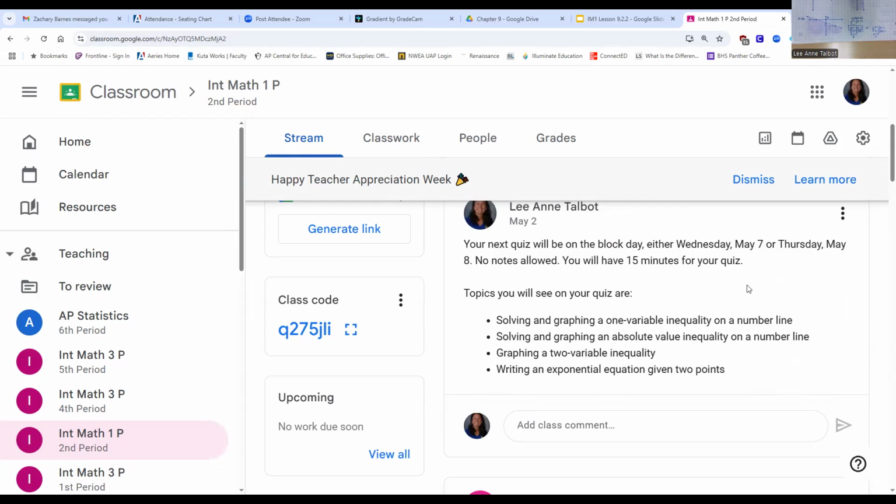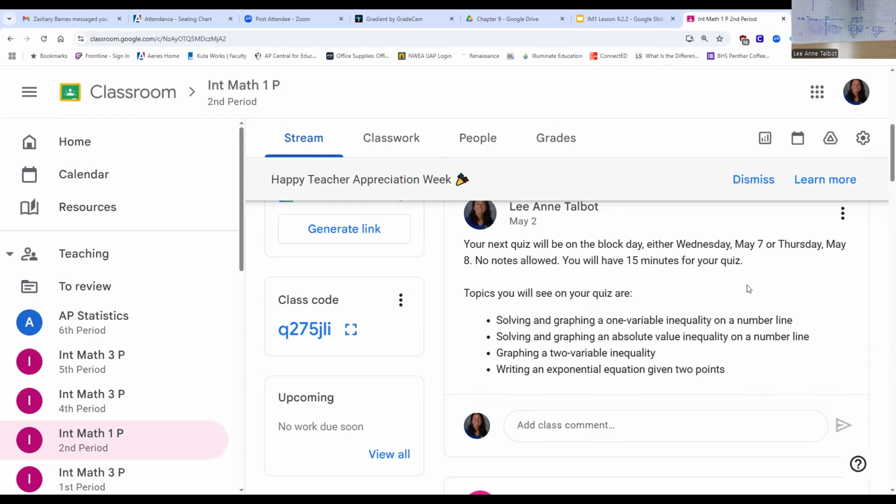Graphing a 2 variable inequality is what we just did today, where you graph a line and you test a point on either side and shade. No final answer required. And then writing an exponential equation given 2 points, that's where you make the table, you count the b's, you do top times the number of b's equals the bottom, divide, take the proper root, and then figure out a. You know what I'm talking about?